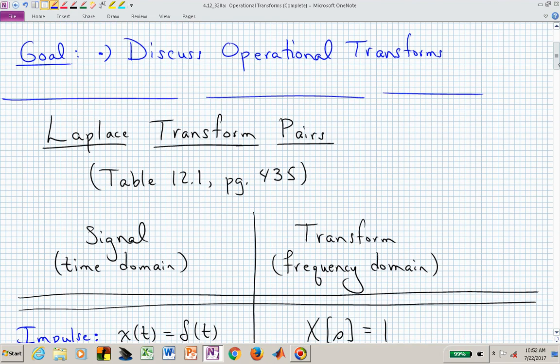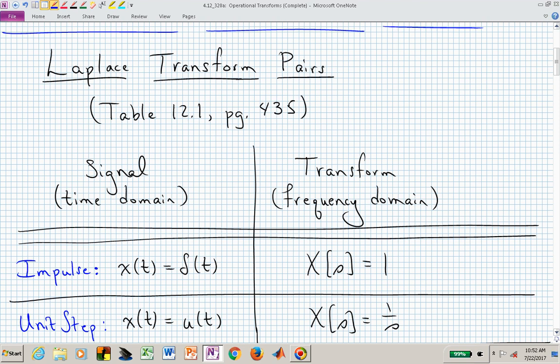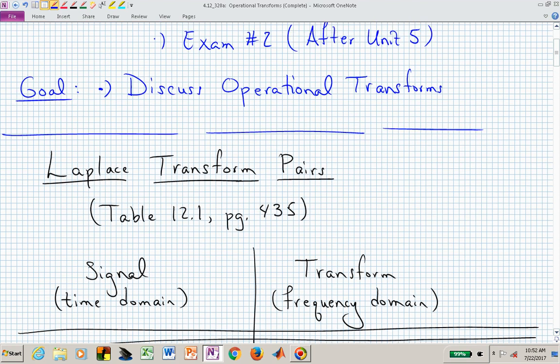Before we get into operational transforms, let's just remind ourselves of a few Laplace transform pairs and see that in fact those may not cover all of the particular types of signals or waveforms in the time domain that we might encounter, and for that reason it might be nice to have ways of not having to perform the Laplace transform directly on those new waveforms if in fact we can connect those new waveforms in the time domain to some particular property that will allow us to apply these operational transforms.